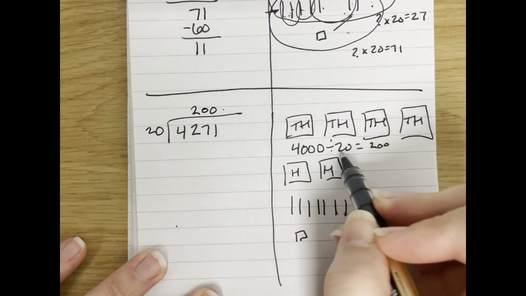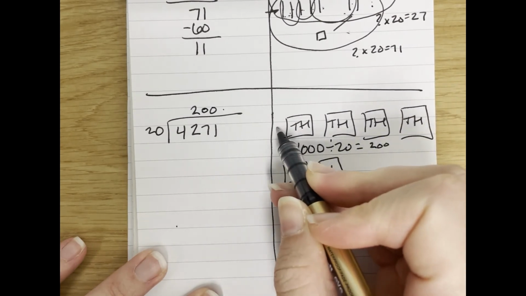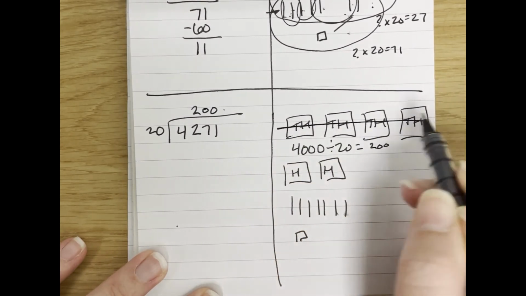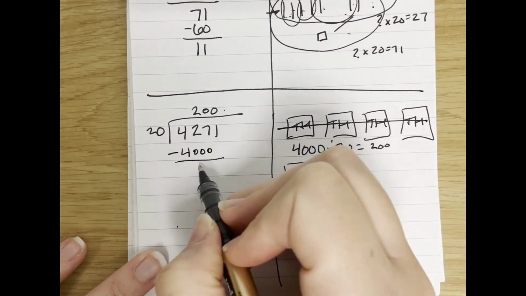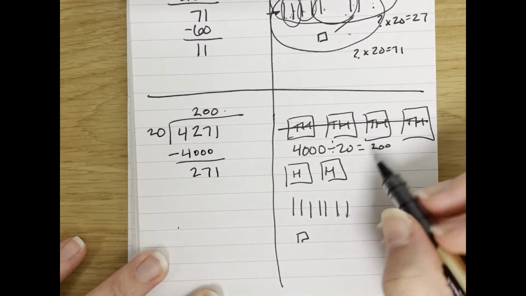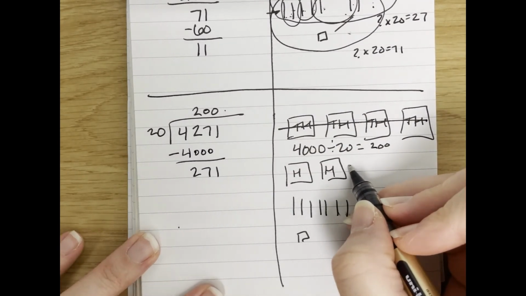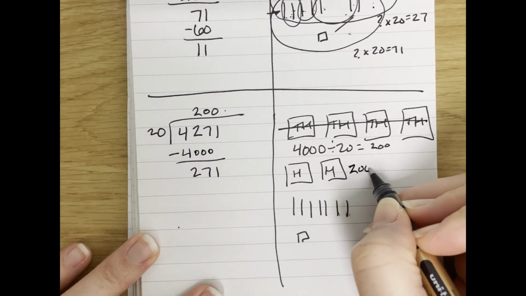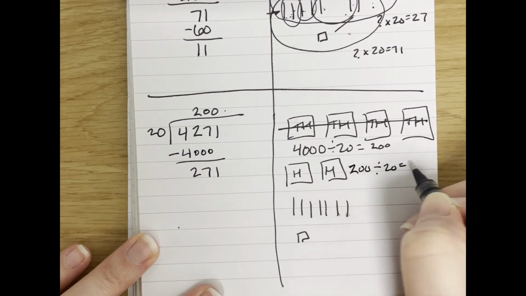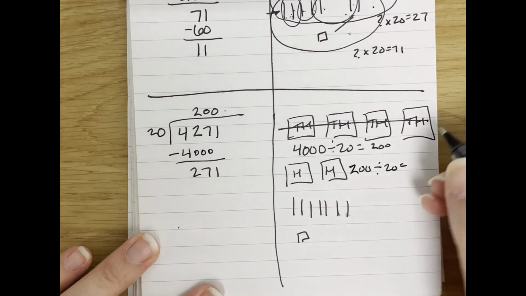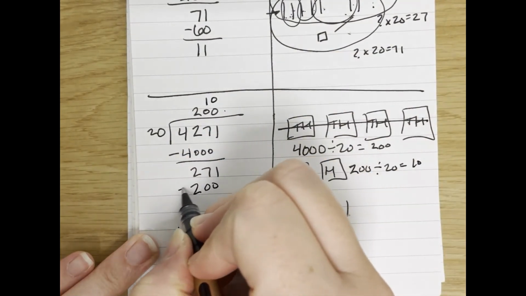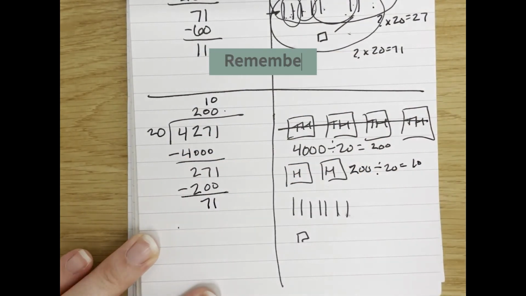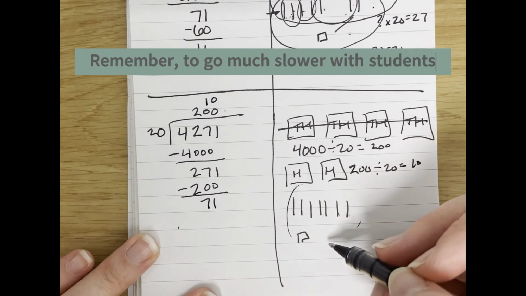So because we chose this problem that divides easily at the beginning, we've used all of these, which is 4,000, and we have our 271 left, right? So now the hundreds, we have 200 divided by 20. So again, that's a little bit simpler. So we know that's 10. Subtract, we get that 71 left. You can see that right here as they're working.